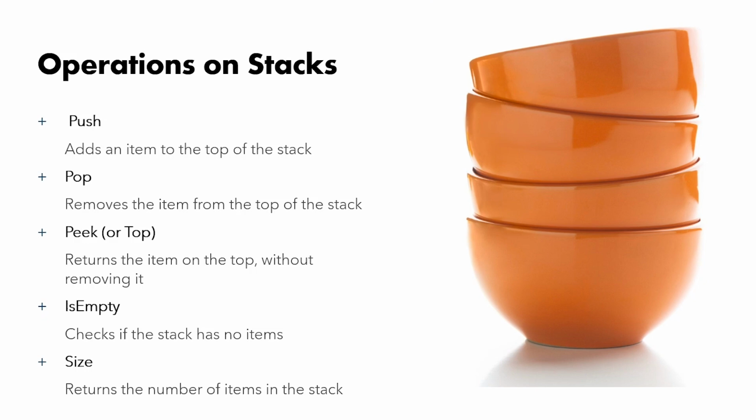We'll have peek. Peek allows us to see the content of the last item on the stack without removing it. We'll have is empty, which allows us to check whether our stack is empty. And finally, we'll have the size, which allows us to determine the number of items in our stack. So let's go ahead and implement this data structure using Python.